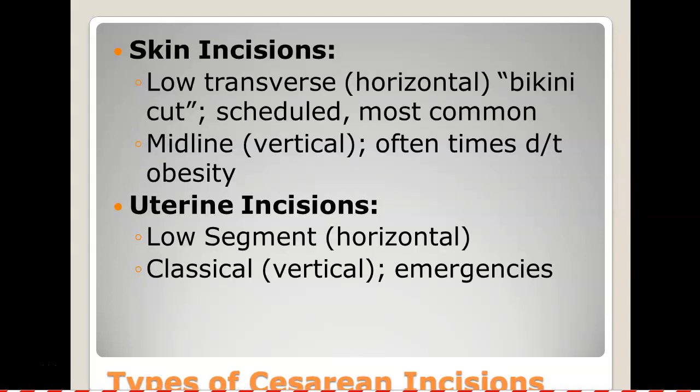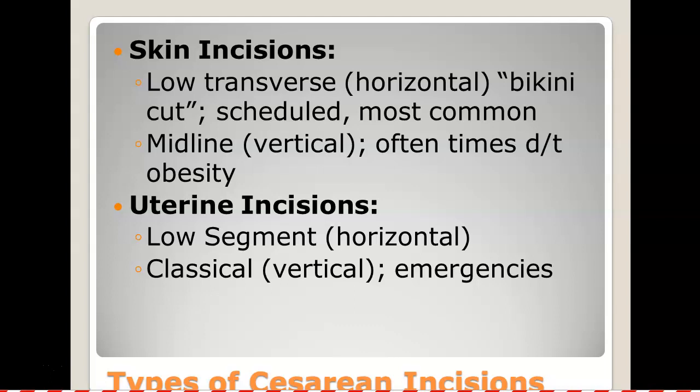So there are skin incisions to a C-section and there are uterine incisions. So obviously the physician has to cut through the skin first and then the uterus. If the skin incision is done horizontally, that is called a low transverse cut, or often referred to as the bikini cut, as it's right along the level of where a bikini would hit a woman in her abdomen. This is usually done with scheduled C-sections. It's the most common cut that we do. And there really is, I would say, high 90s that we do all these cuts, 90%.